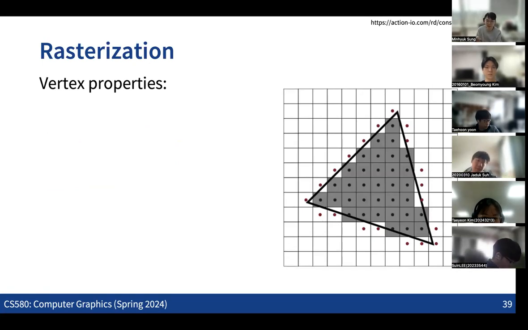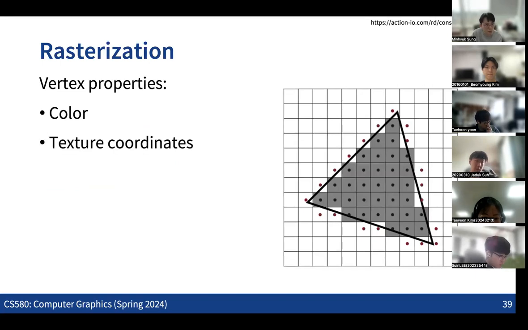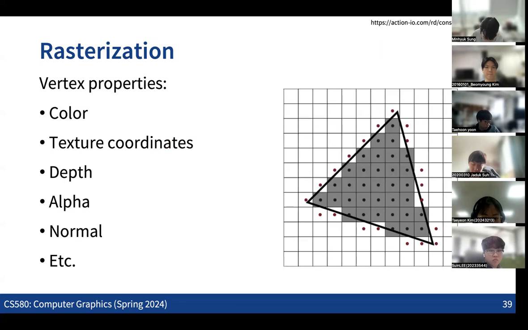There can be multiple types of information that we define for each of the vertices. That can be color information or texture coordinates. And obviously there should be the depth information as well. For the depth test, we also should be able to interpolate the depth information, and other information like alpha or normal, or whatever. Depending on the information that you are interpolating, you can process it as you want. It can be any arbitrary information that you want to interpolate and utilize later in the fragment shader, the fragment processor.